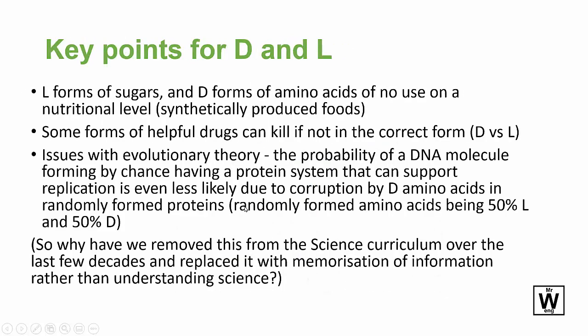Okay, and so key points. D's form the sugars, the L forms the amino acids. There's pretty much no use for an L form of a sugar, a D form for an amino acid, especially if you're trying to produce foods. Half of the amino acids will be L, half will be D, so only half will actually be useful.